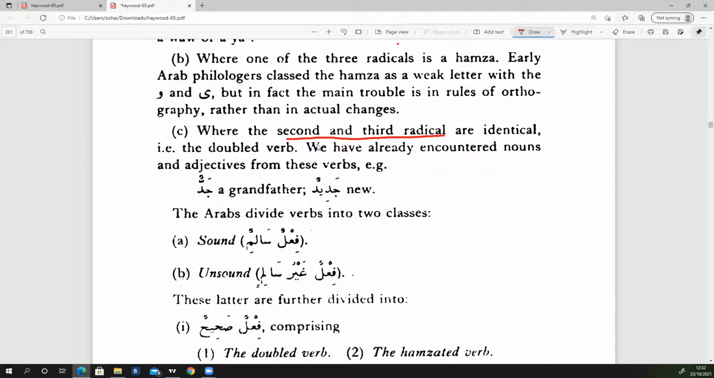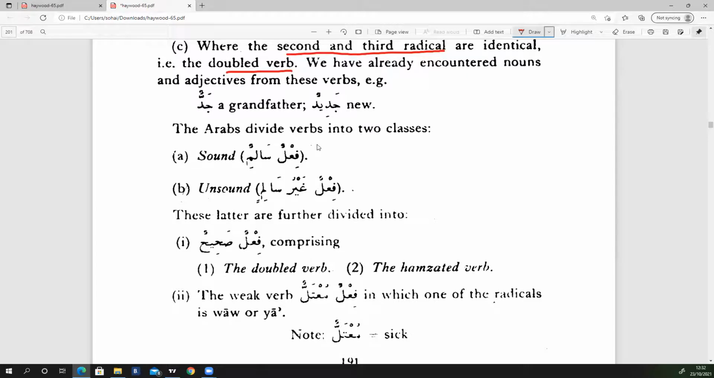It's called the double verb because you will see what will happen. Here, jaddun, the root letters are jim, dal and dal. This is the first root letter, this is the second root letter, this is the third root letter. Right? So it gets a shadda. The Arabs divided verbs into two classes. They are known as Fi'l Salim, which is pretty much most of what we've done, and Fi'lun Ghayru Salim.